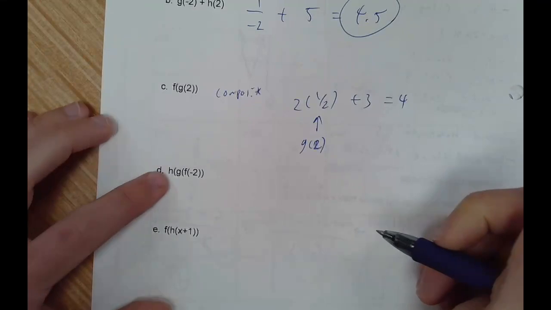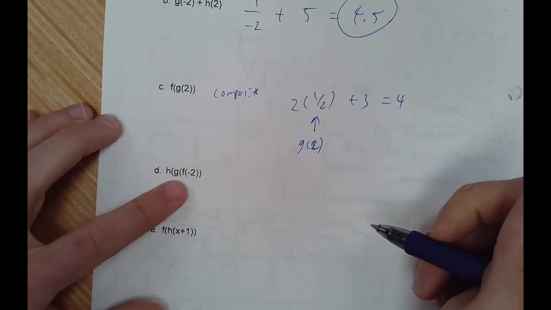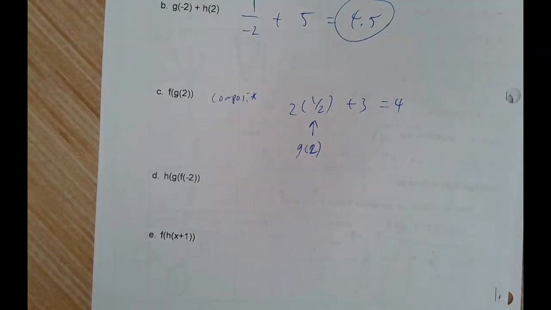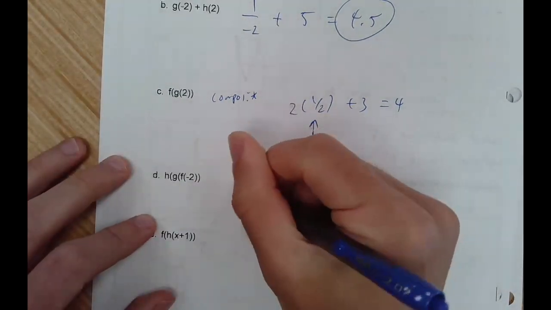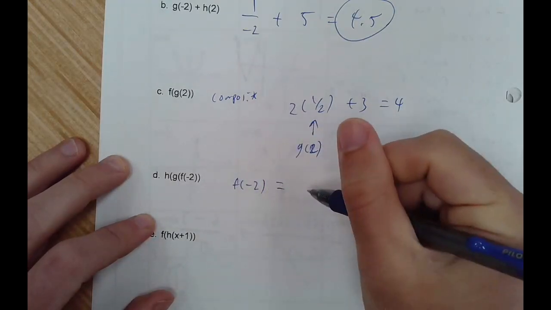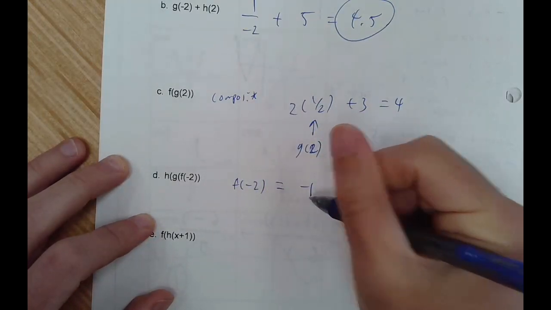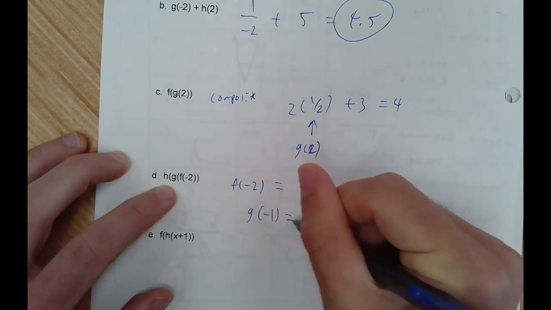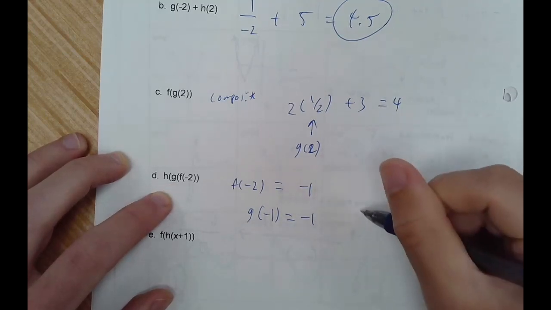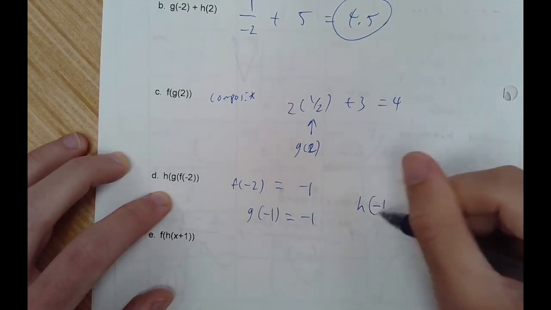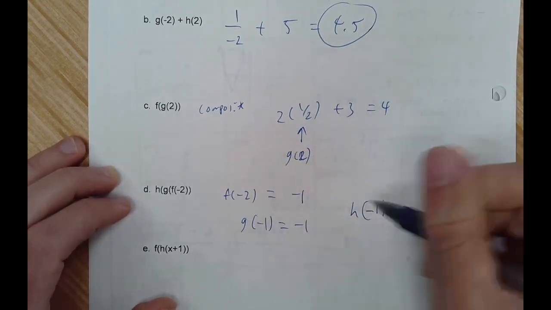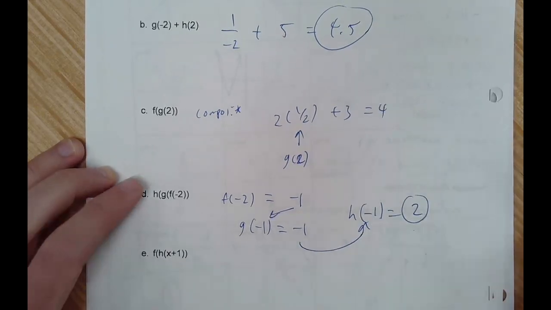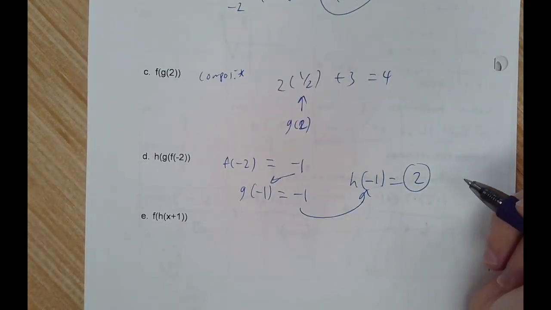Okay. H of g of f of -2, same idea. You're just doing 3 at once, so f of -2, so over there is -1. And then we're going to plug the -1 into g, so then g of -1 is also -1. And then we'll do h of -1, which is 2. That's your answer.